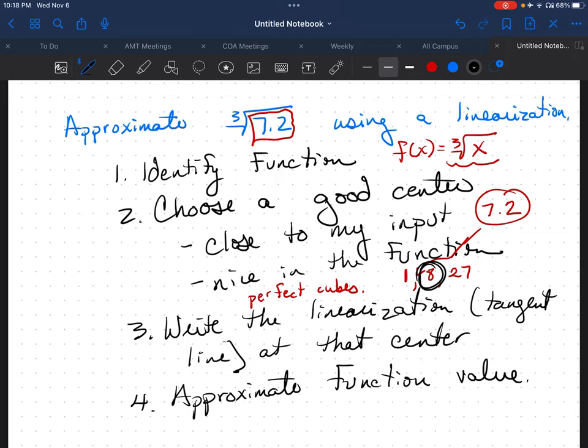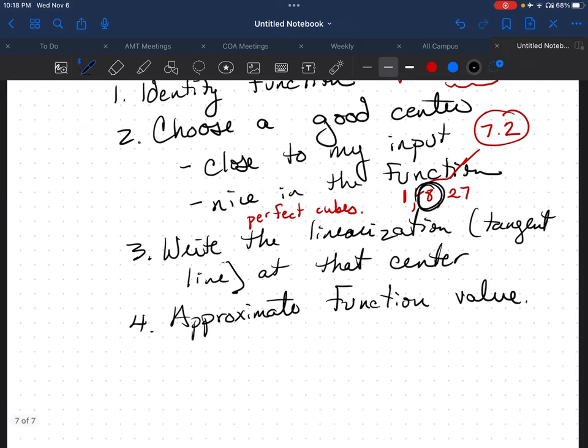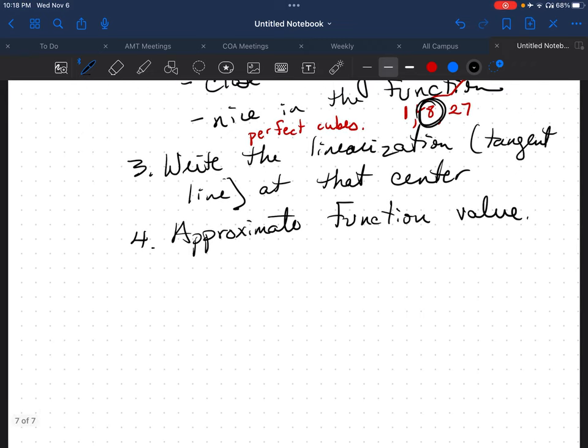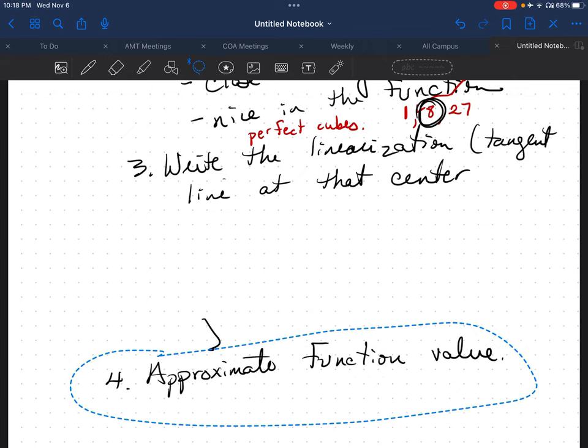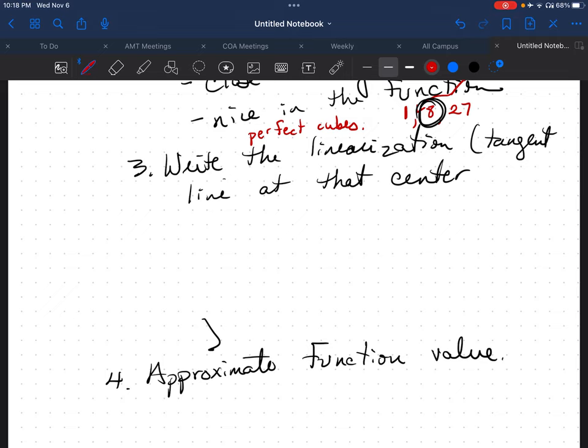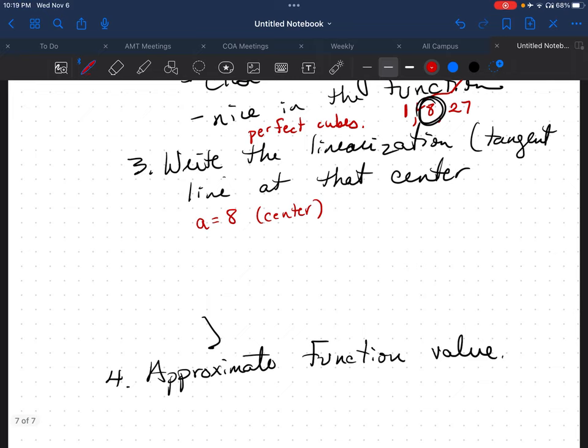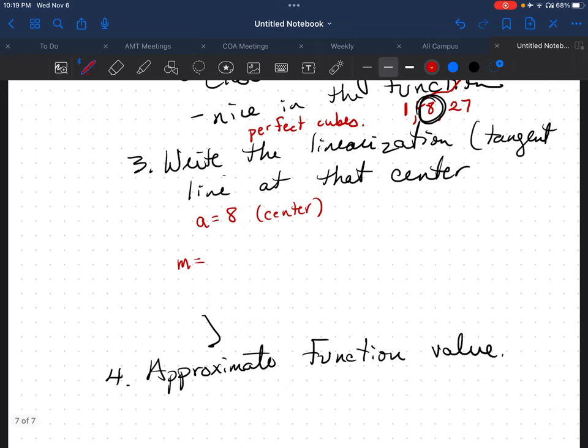If you chose a center of 1, it would give you a much simpler even tangent line, but I'm going to choose 8 because it's closer. Now I'm going to write this linearization. For part 3, I'm going to find this value. I think your book uses A for the center. A equals 8, and we're going to find M, which is f prime at 8.